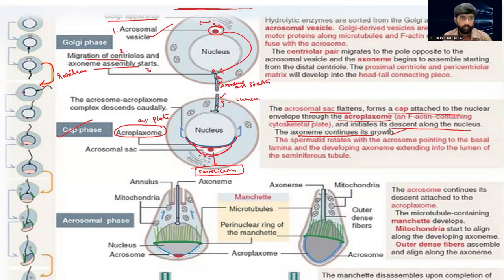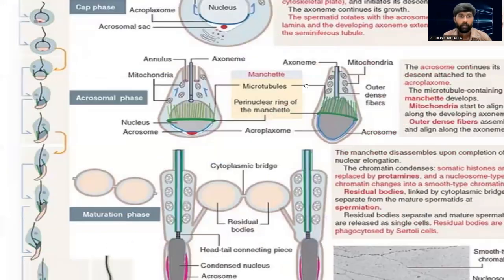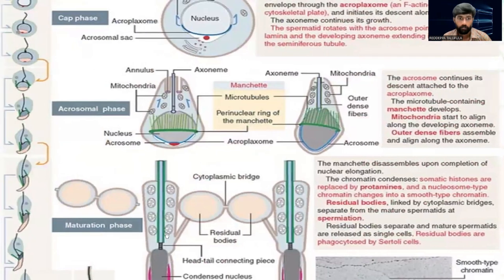Next, if you talk about the next stage, the acrosomal phase. See, in the acrosomal phase, what will happen? The acrosome continues and it descends attached to the acroplaxome. See the manchette formation, the green colored one. What is the composition of the manchette? Microtubules plus perinuclear ring, because around the nucleus a ring-like structure will be formed. So outside the nucleus, a ring shaped perinuclear ring of the manchette is present. These are the microtubules.